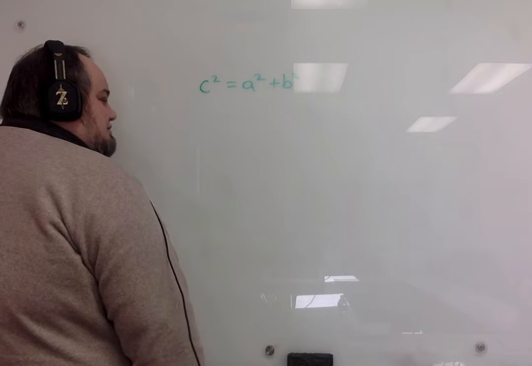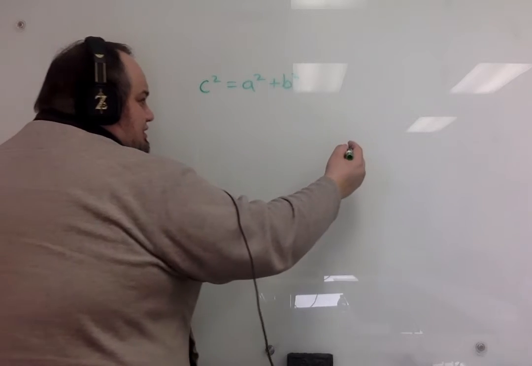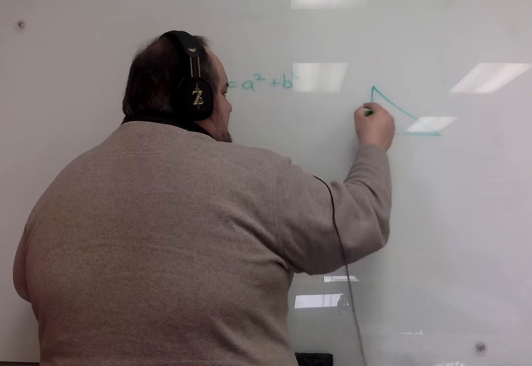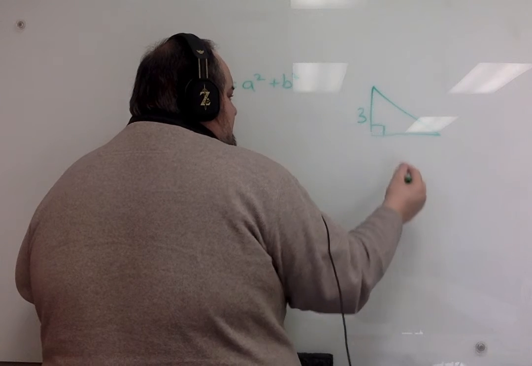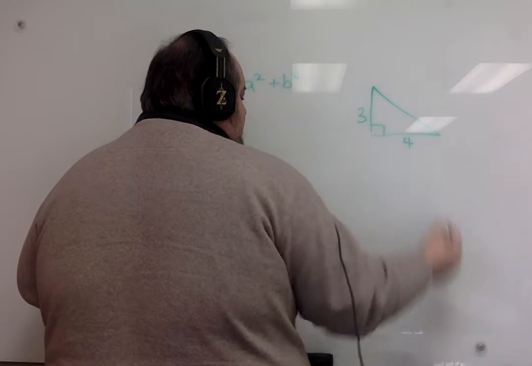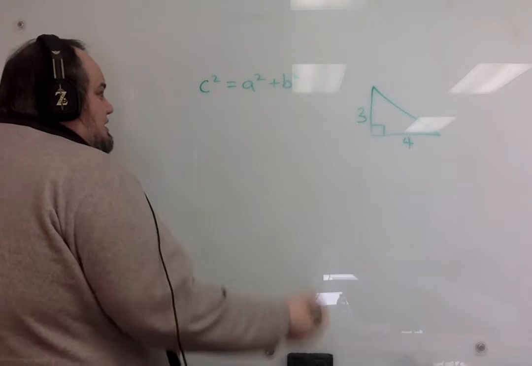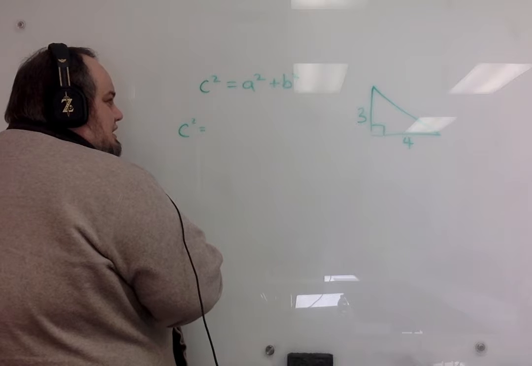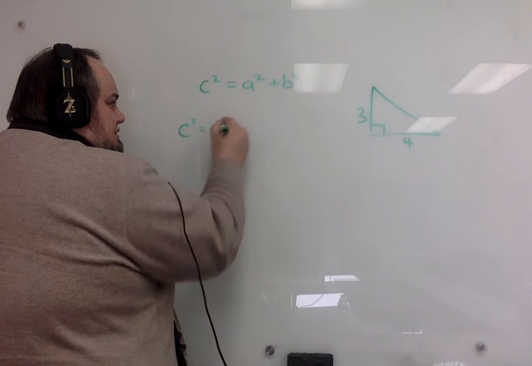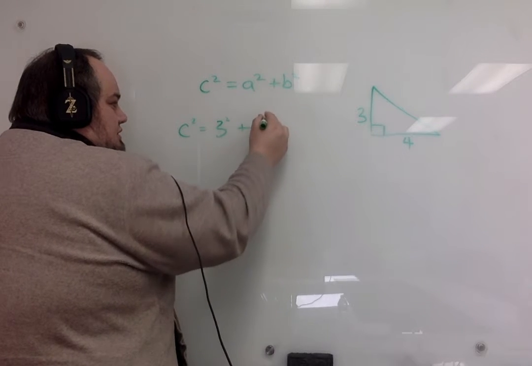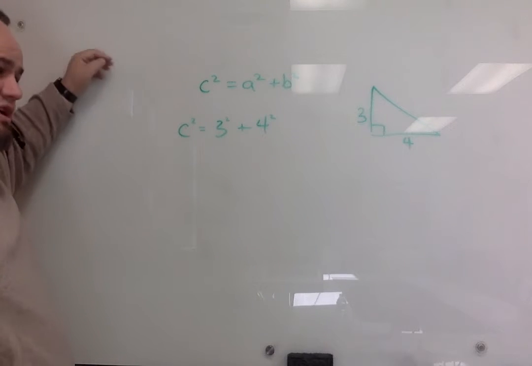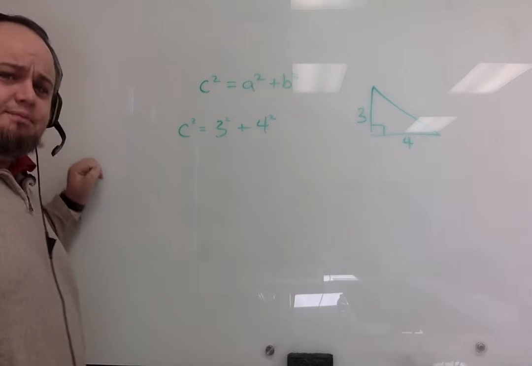c is the hypotenuse. So let's say that we had a triangle over here, and we know that this one's 3 and this one's 4. So we're trying to find c, which is the hypotenuse, and we know one of the legs is 3, the other leg is 4. So this is how we would write our formula. And you need to write this down and show your steps as you're working these out.